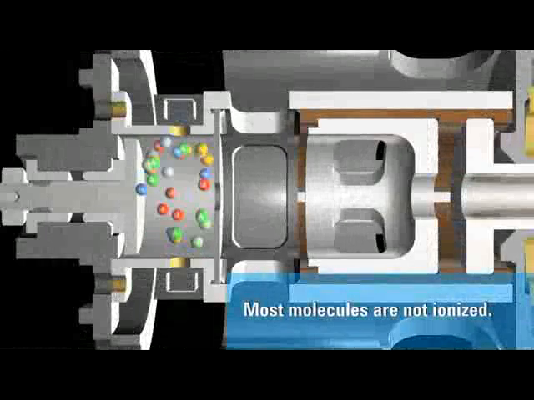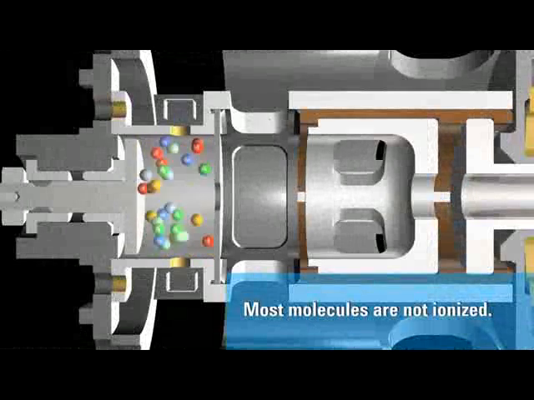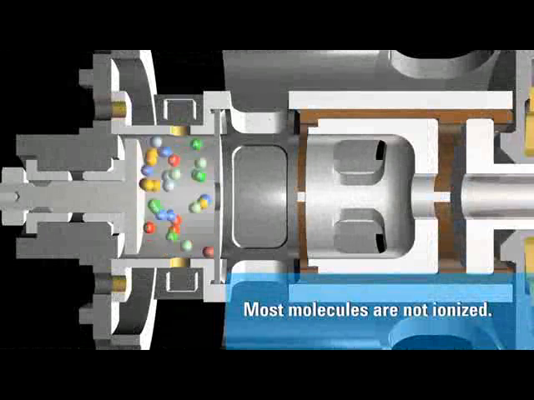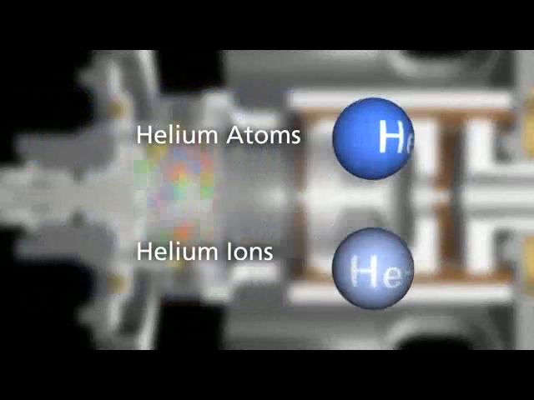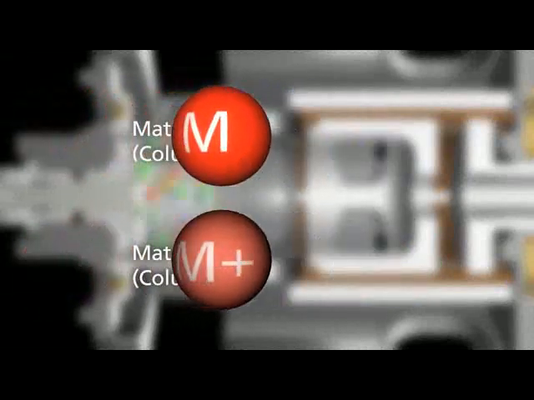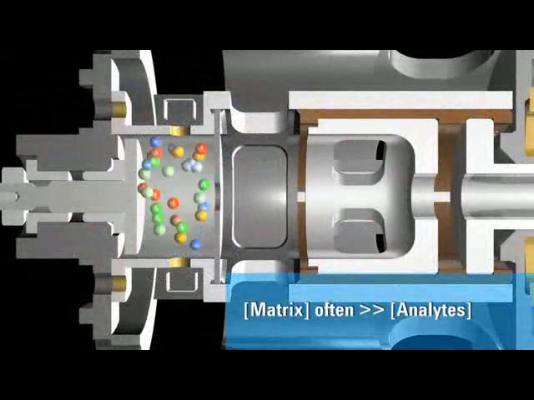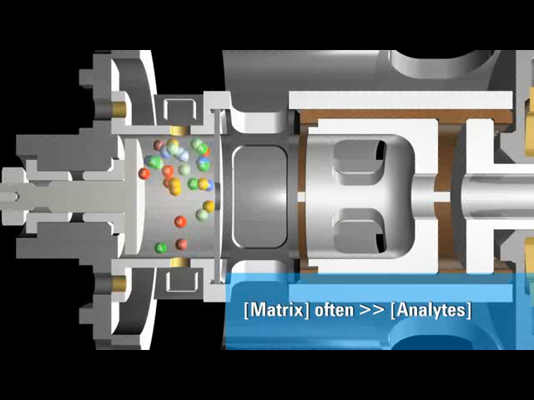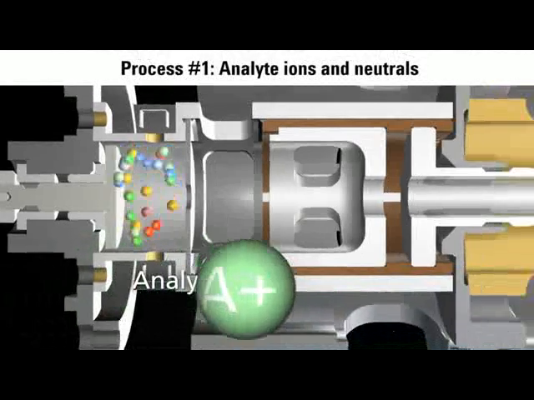Even for a high-performance source, ionization efficiency as a percentage of molecules entering the source is very low. This means there are many more neutrals than ions exiting the source. So a thorough description must include analyte neutrals and ions, helium neutrals and ions, column bleed neutrals and ions, and many more neutrals and ions from the matrix at concentrations typically higher than the analyte. To simplify the description, let's start with the analyte molecules and ions.